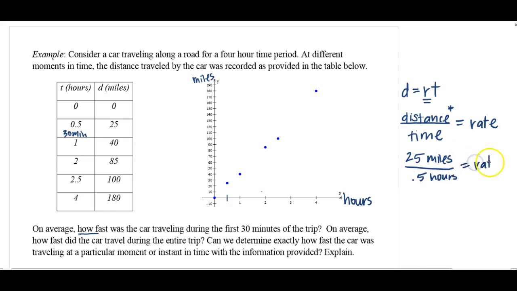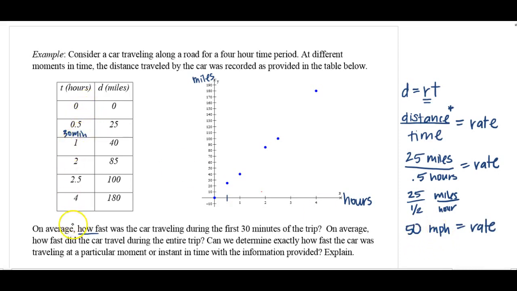hours. So here, 25 miles over 0.5 hours, that's 25 over a half, miles in an hour. 25 divided by a half is 50, and hopefully you're thinking, miles in an hour, that's miles per hour. So on average, I was traveling 50 miles per hour over the first 30 minutes of my trip.